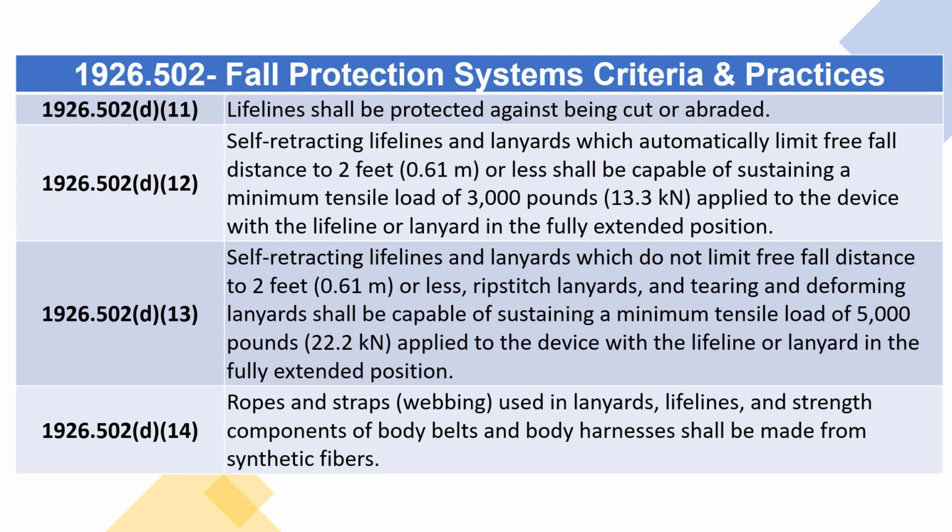1926.502 D13: Self-retracting lifelines and lanyards which do not limit free fall distance to 2 feet (0.61 meters) or less, ripstitch lanyards, and tearing and deforming lanyards shall be capable of sustaining a minimum tensile load of 5,000 pounds (22.2 kN), applied to the device with the lifeline or lanyard in the fully extended position. 1926.502 D14: Ropes and straps (webbing) used in lanyards, lifelines, and strength components of body belts and body harnesses shall be made from synthetic fibers.